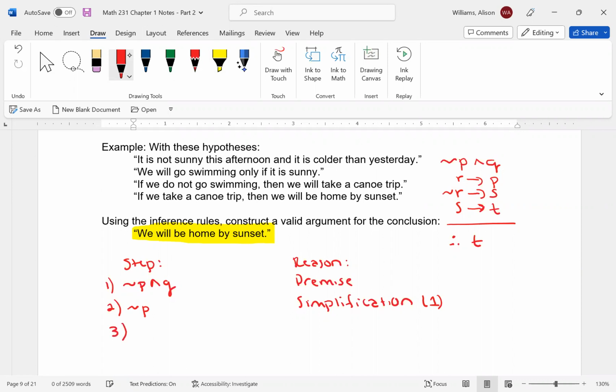So here, let me state the second premise. R implies P. That's another premise. So because I have not P, that's modus tollens. Modus tollens says I can conclude not R because P doesn't happen.